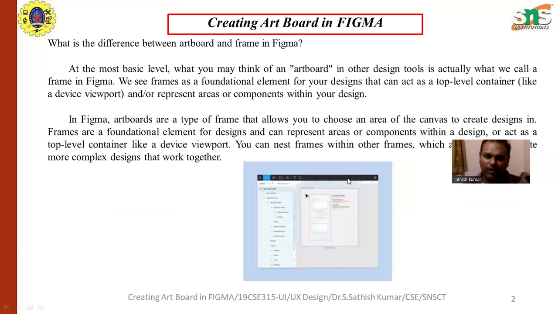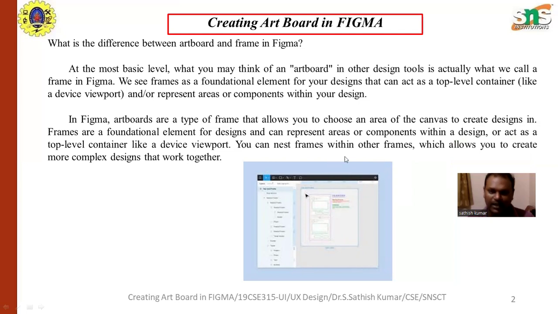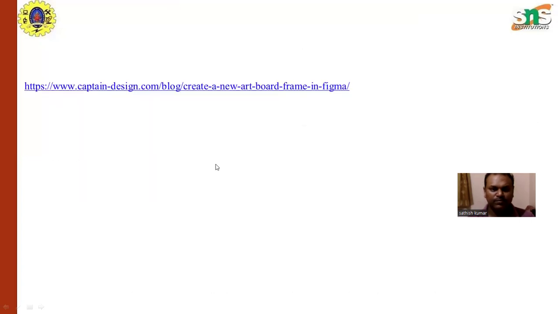What is the difference between an artboard and a frame? At the most basic level, we can think of what other design tools call an artboard as a frame in Figma. We see frames as a foundational element of a design that can act as a top-level container, like a device viewport. In Figma, artboards are a type of frame that allows you to choose an area of the canvas to create a design in. You can nest frames within other frames, which allows you to create more complex designs that work together.